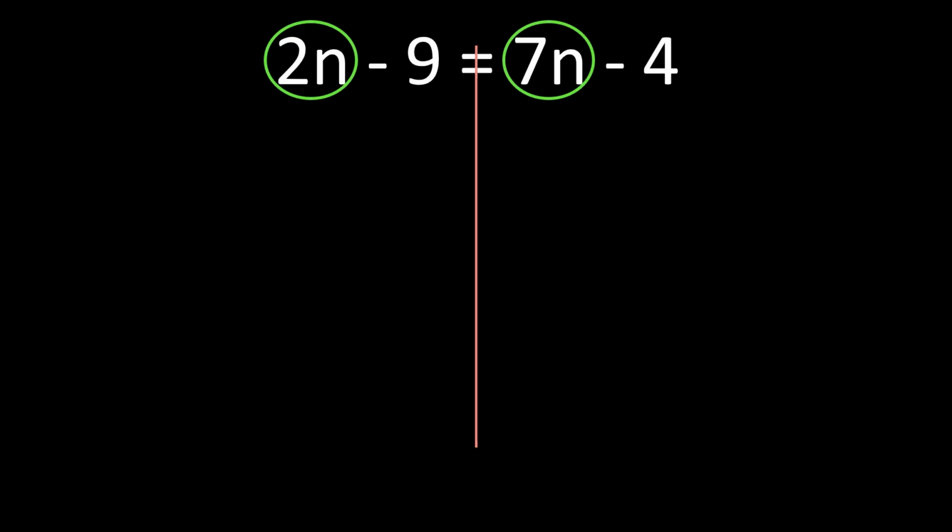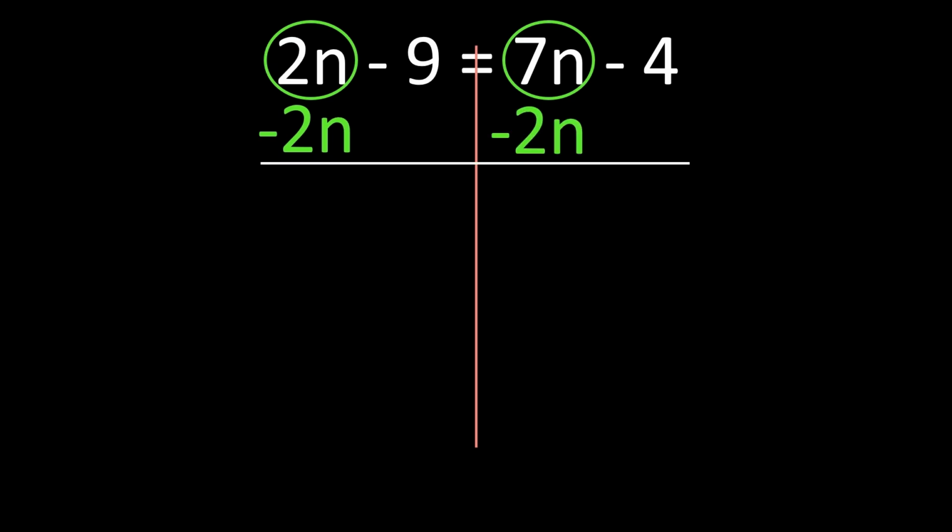It's entirely up to you. In this example, I'm going to put my variable on the right-hand side because doing that is going to give me a positive coefficient with that variable, which means on the left-hand side, I don't want to have that 2n anymore, so I'm going to need to subtract it, doing the inverse operation. If I subtract 2n from the left, then I need to subtract 2n from the right.